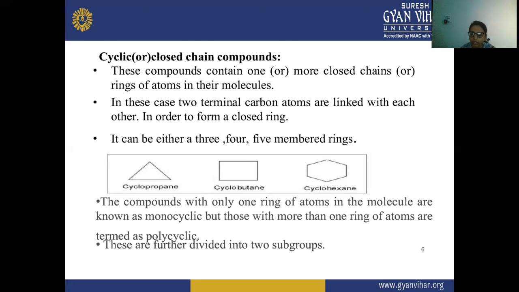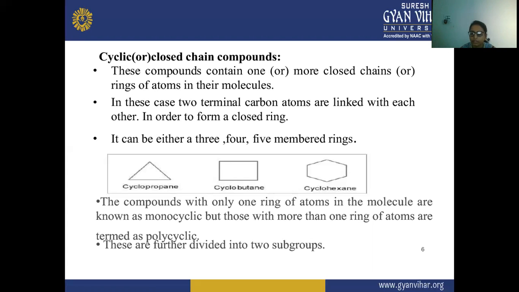The compounds which are having only one ring in the molecule are known as monocyclic, but those with more than one ring are known as polycyclic. If a molecule contains only one ring in its structure, it is monocyclic, and if it contains 2 rings, more than one ring, or 2, 3, 4, 5, 6 rings in a molecule, then it is known as polycyclic.